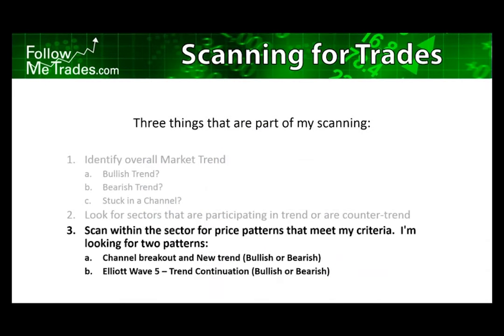So now that I've got some sectors that are interesting, I'm going to scan for price patterns that meet my criteria. I'm looking for two specific patterns. I either want a channel breakout and a new trend that's starting, or I want an Elliott wave 5, because then you have 4 waves before that, which gives you a strong basis to form a thesis for what's going to happen in wave 5. So that's a trend continuation, and that can be bullish or bearish.